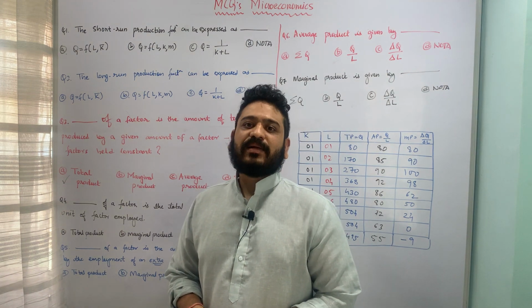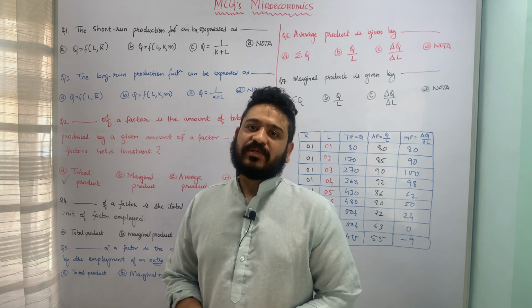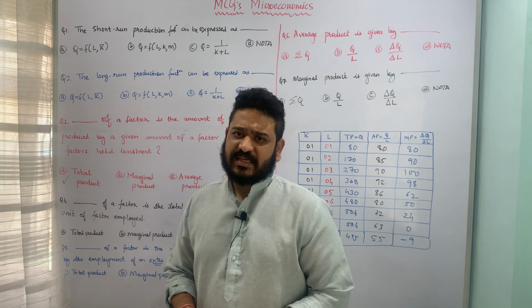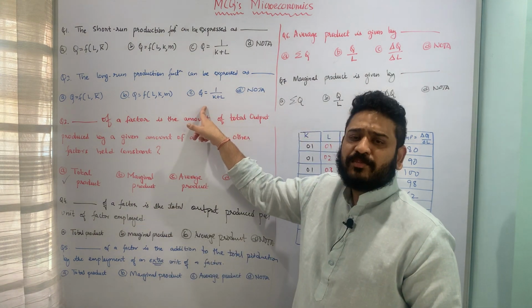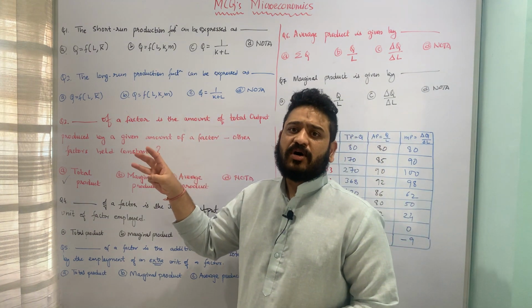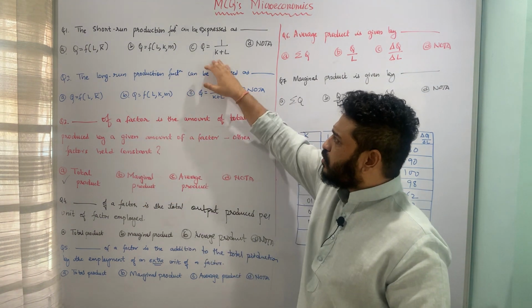In today's class, I'll be dealing with some of the important multiple choice questions with respect to microeconomics, which is the economics special paper for SYBA and MA part 1. So let's get started. The first two questions are talking about production function, and thereafter we are going to look at three important concepts called average product, marginal product and total product. So let us look at the first two questions.